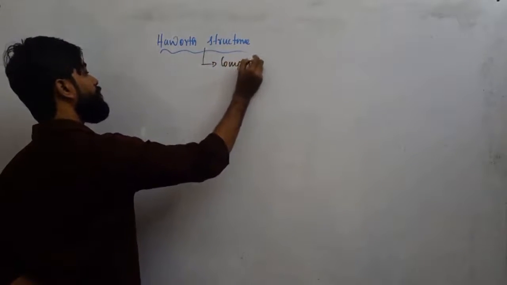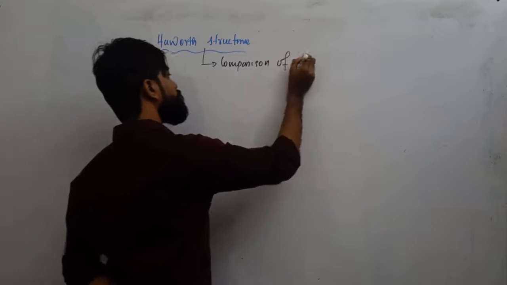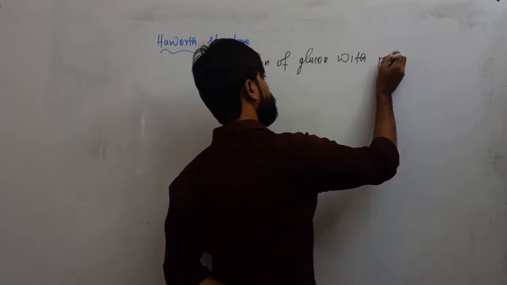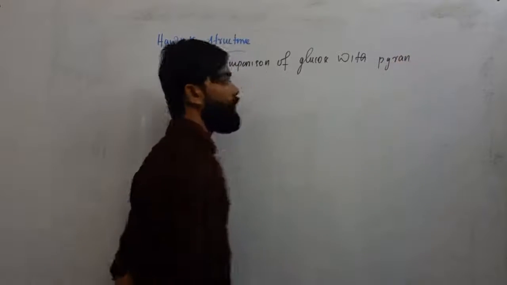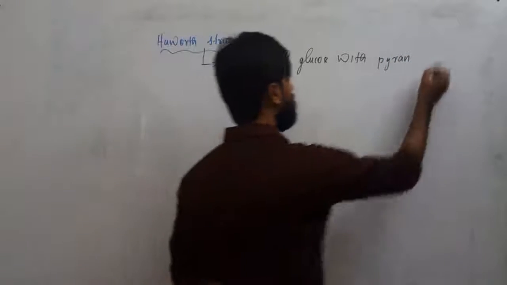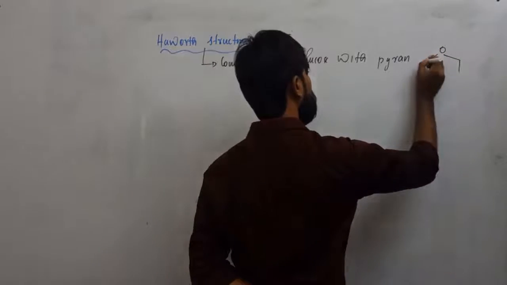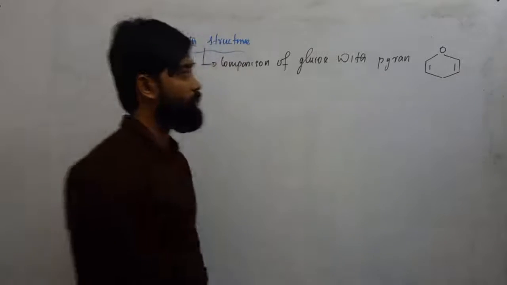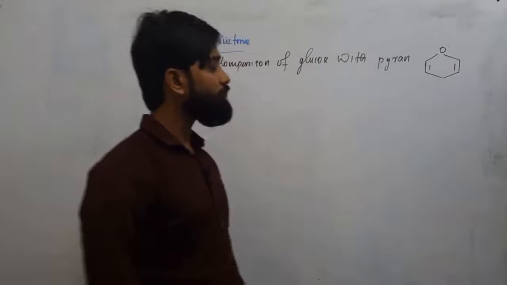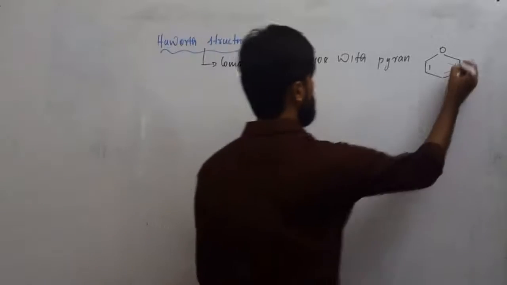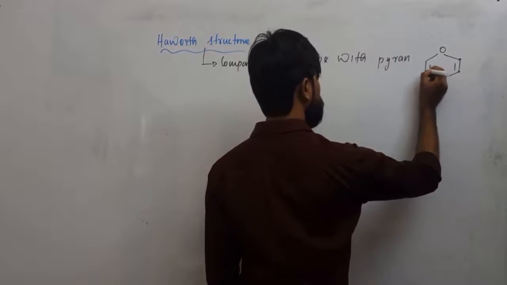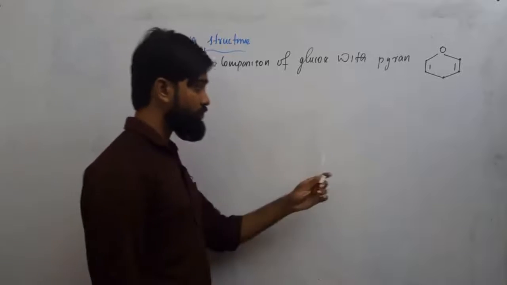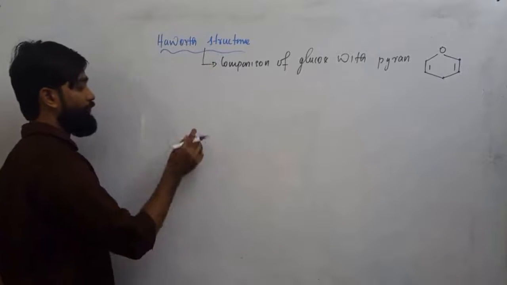with the molecule pyran. What is the molecule pyran? The molecule pyran is something like this. Pyran means having 5 carbons on the ring and 1 oxygen, which is connected to the carbons. This is the molecule.